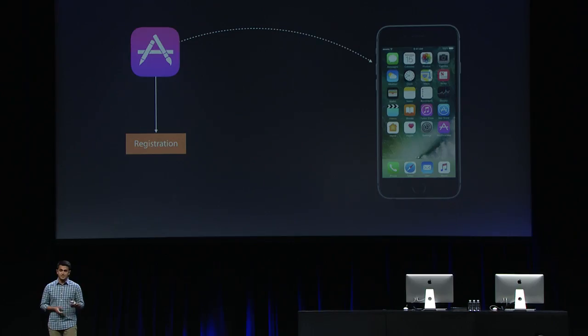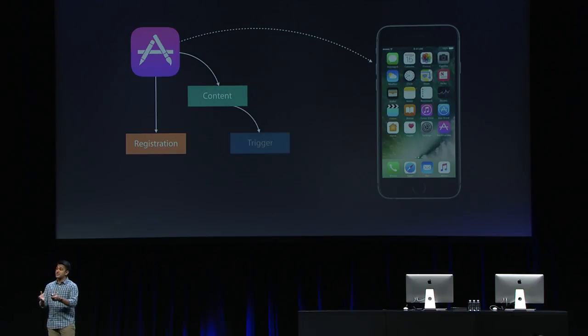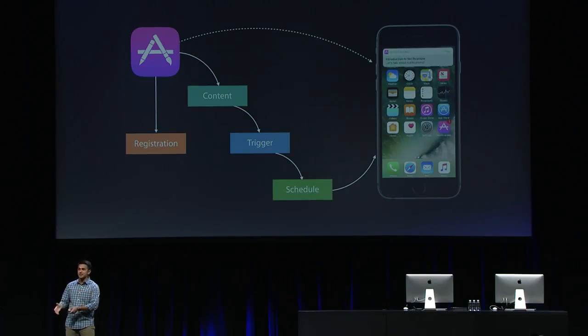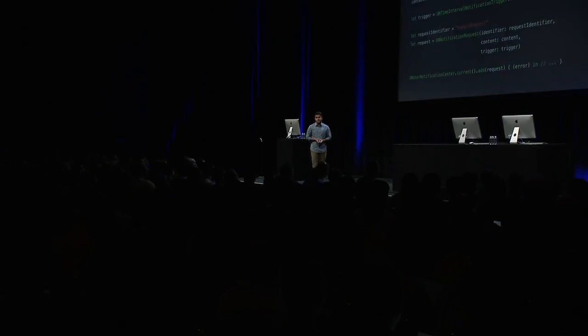Your application starts out by registering with the system. Then it creates the content, determines when it wants to send the notification, and finally schedules the notification with the system, leading to the notification being shown to the user's device. It's as simple as that. Let's take a look at the summary and code.